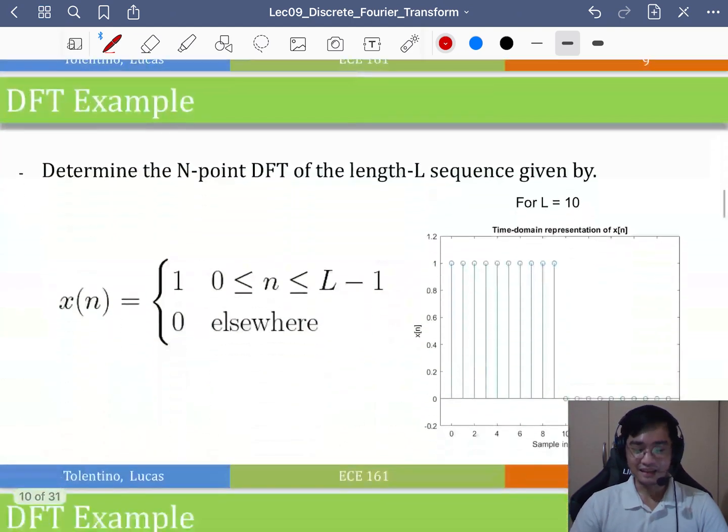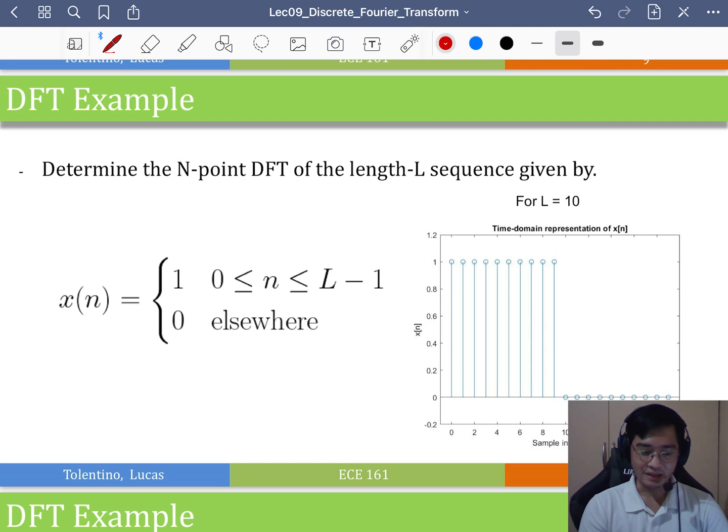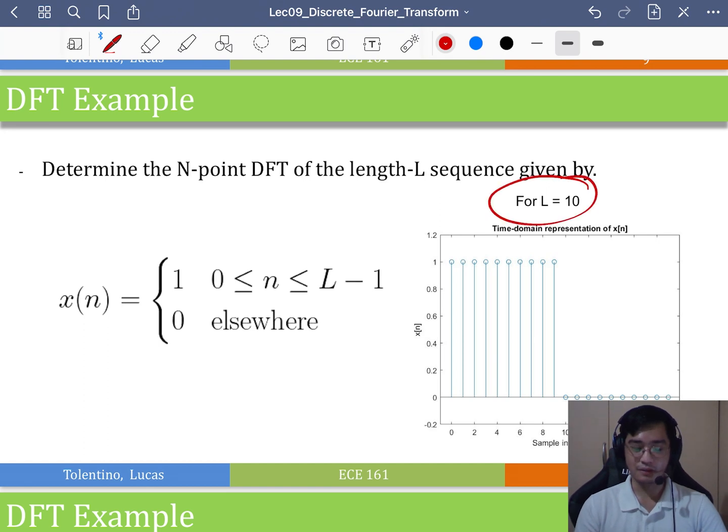Okay, so let us have an example of DFT. For example, we have x of n equal to 1, so we have a flat signal. We actually have a rectangular pulse in this case from 0 to L minus 1. For example, L is 10. We have 10 samples of x and then 0 elsewhere. So we have a rectangular pulse.